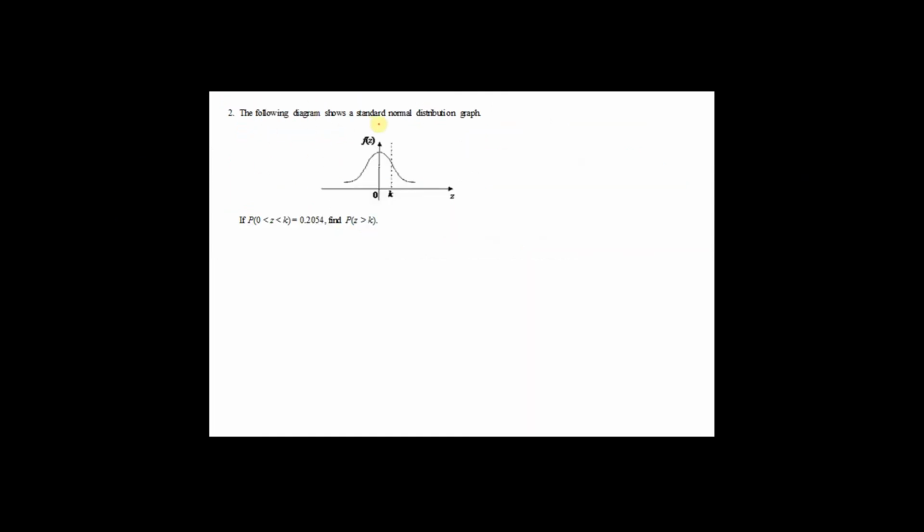The following diagram shows a standard normal distribution. So standard normal distribution is a z-score, normally distributed with mean 0 and standard deviation 1. So if probability 0 less than Z less than k equals 0.2054, where is this probability? The probability is here, in between 0 and k. This probability equals 0.2054. We have to find the probability Z more than k. That is, we are required to find this probability here.